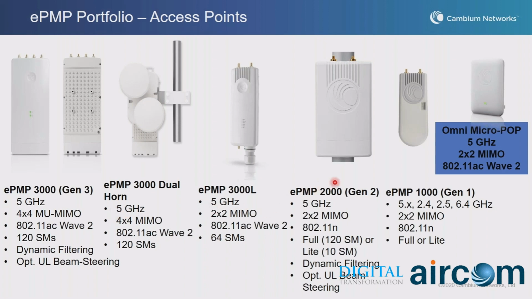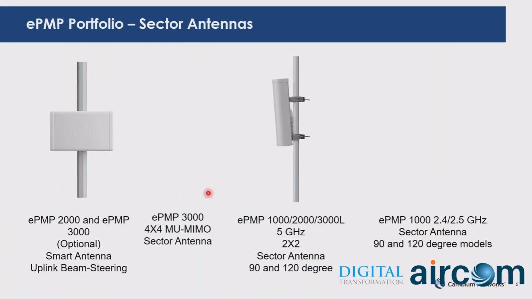Okay, then lastly, we also have the ePMP 3000 micro pop. So these other ones are sector antennas. They work with sector antennas, but the micro pop is an omni access point. Okay, let's move to the next slide, which shows you the sector antennas. The previous one showed you the access points for all the ePMP product line, starting from ePMP 1000 to ePMP 3000. So this slide shows you the sector antennas.